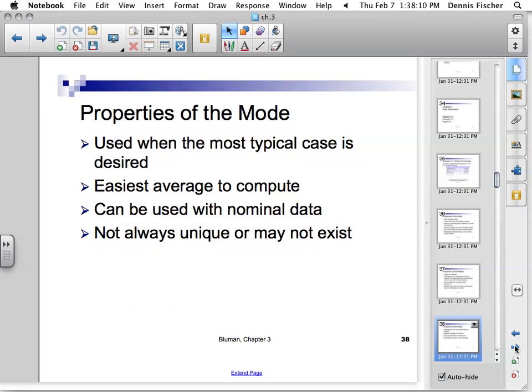Mode, fewer things here, used when the typical case is desired. In other words, you just simply know which one happens more often. The easiest average to compute, can be used with nominal data. What's that? Like colors and types of cars that can be used. Mode can use that. The other two can't. Not always unique or may not exist. What I mean by may not exist is a mode does not exist if everything occurs once.